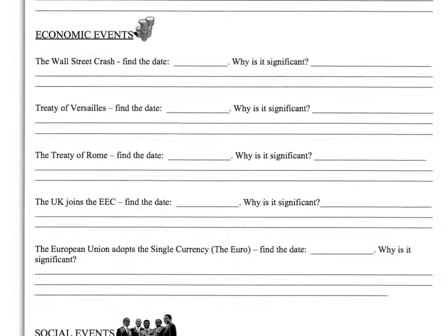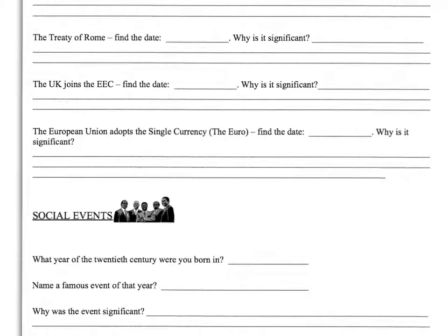Economic history in the 20th century. I need the date of the Wall Street crash and a brief explanation as to its significance. The Treaty of Versailles, and again its significance. The Treaty of Rome. The joining of the UK to the EEC, the European Economic Community. When did that happen? Why was that significant? And finally, the adoption of the euro by the European Union. What was the date? And why might you consider that to be significant?